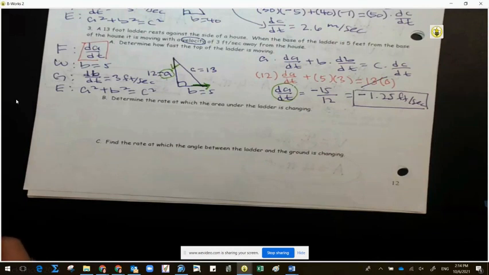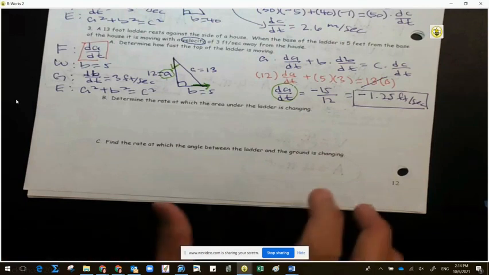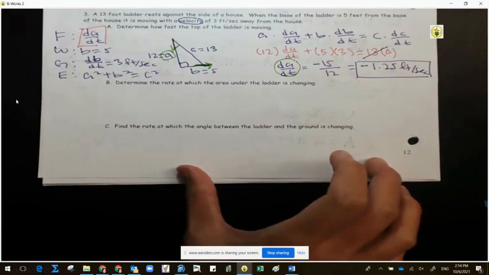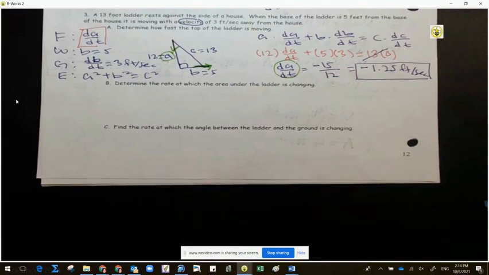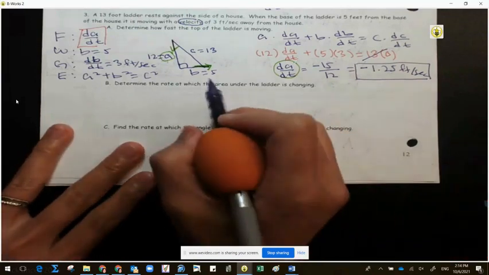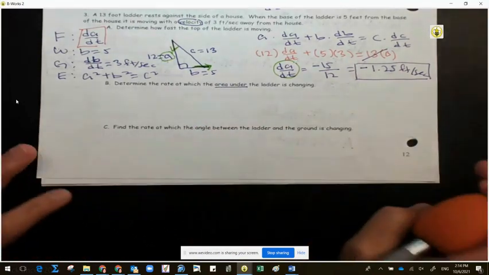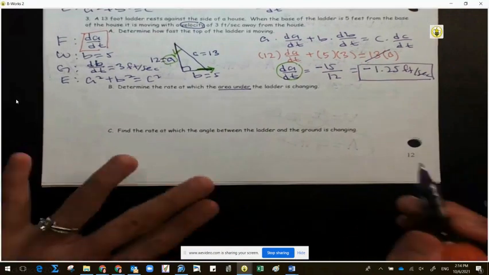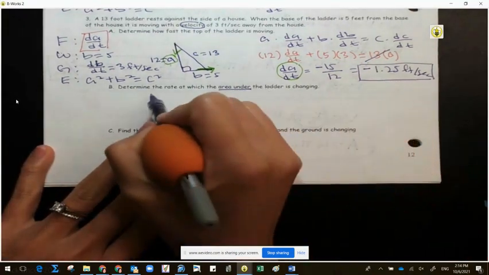All right, let's go on to part B. For part B, Edith, go ahead and read. That's the last thing we're going to do. Determine the rate at which the area under the ladder is changing. Okay, the only thing we need is the area of a triangle. So let's see if y'all remember the area of the triangle.